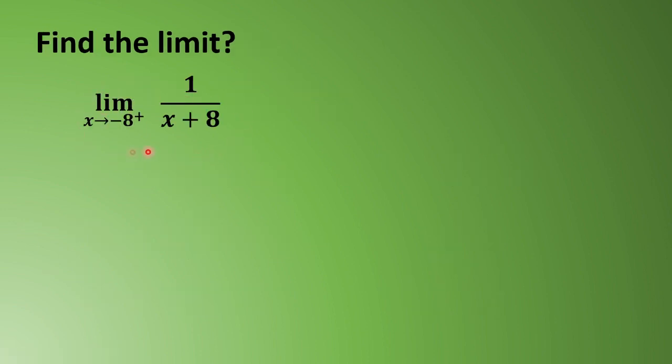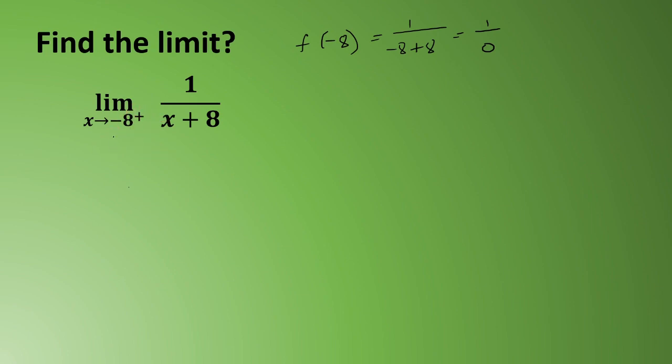In this case, we are dealing with infinite limits. If we try to find f of negative 8, we have 1 over negative 8 plus 8. So we have 1 over 0. If we are getting a number over 0, we can use this strategy for infinite limits. So let us assign values from the right of negative 8.